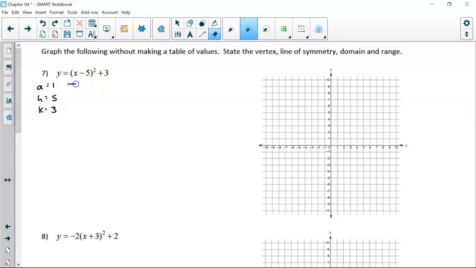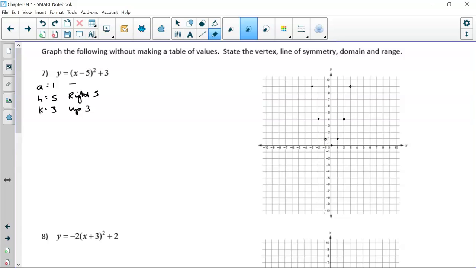So with A, nothing happens. H is 5, so we're going to the right 5 because it's a positive. And K is 3, so we're going up 3. Now, I'm going to mark my anchor points. 0, 0, 1, 1, 2, 4, 3, 9, negative 3, 9, negative 2, 4, negative 1, 1.